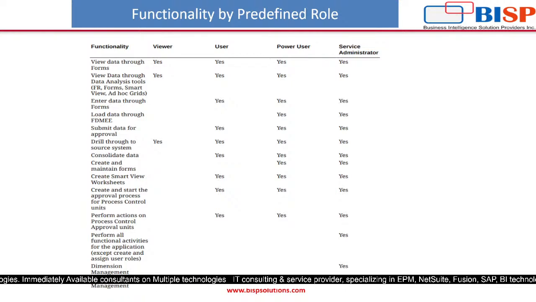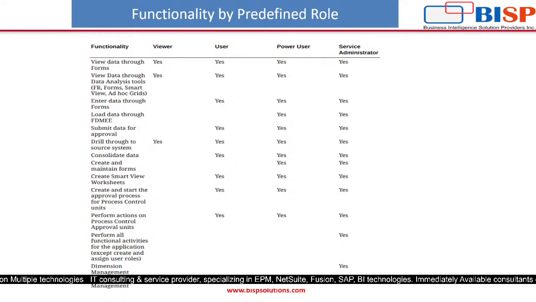So basically in the application there is a main administrator and there is a service administrator. The main administrator, who is assigned at the time of creation of the application, will be able to assign all these four roles, namely viewer, user, power user, and service admin, to different individuals in the organization.